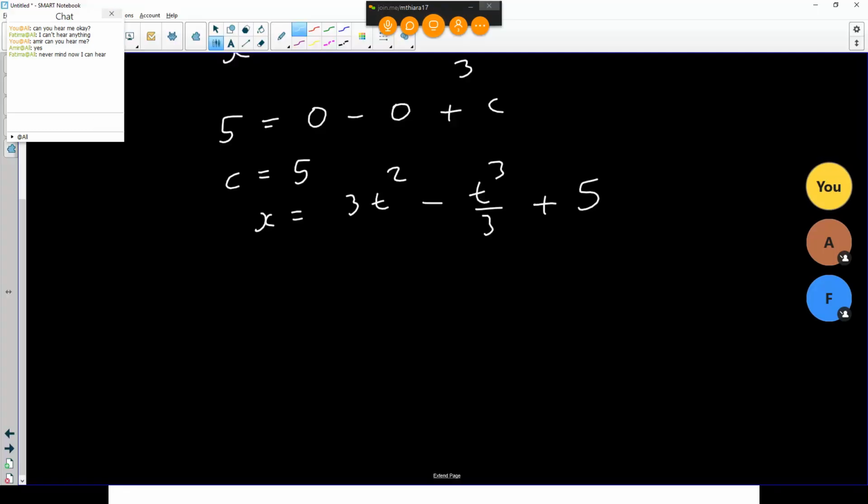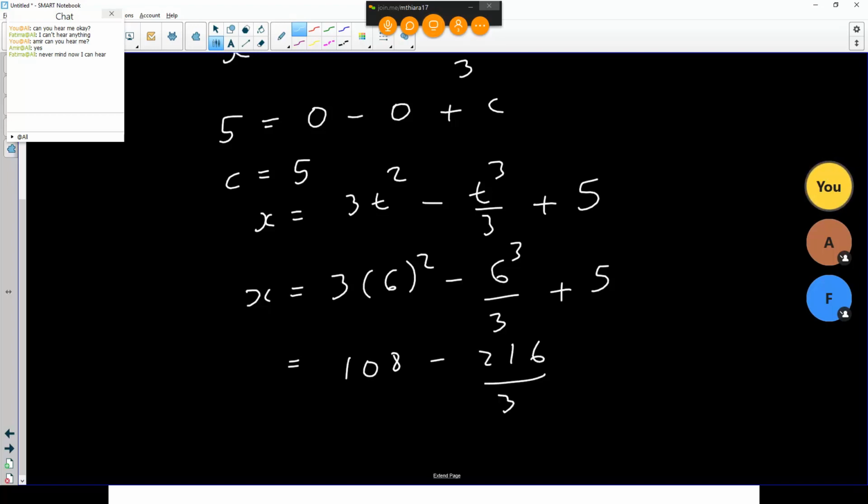So here, all I need to do is say x is equal to 3 times 6 squared minus 6 to the power of 3 over 3 plus 5. 6 squared is 36, times 3 is 108, minus 216 over 3 plus 5, so 108 minus 72 plus 5, that is equal to 41 meters, and there's your answer.